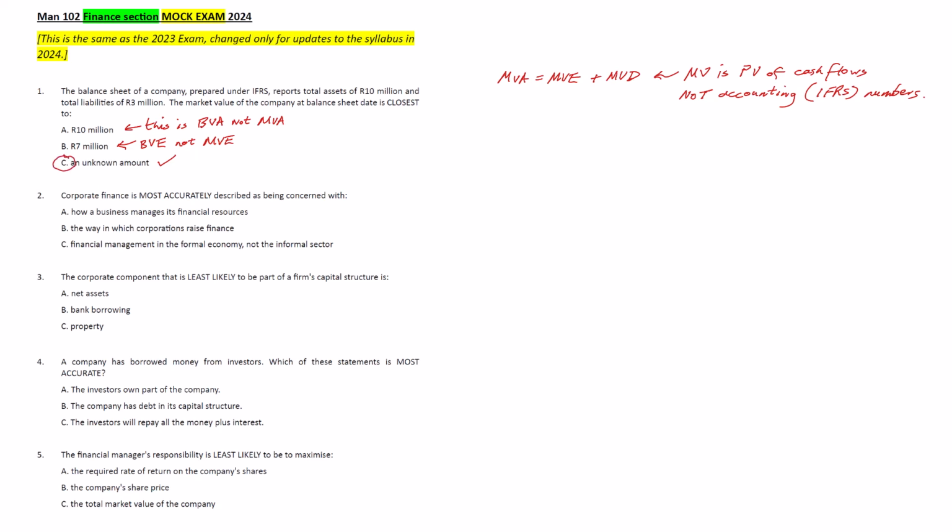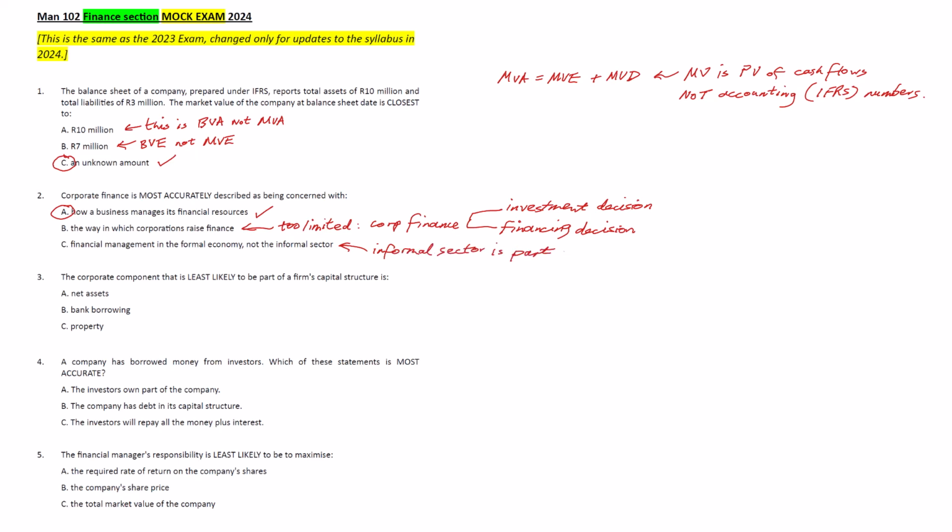We do not know based on the information supplied to us. In question 2, we are asked what corporate finance is, and that answer for option A, how a business manages its financial resources, is in fact the very first sentence of the reading that you are going to be examined on in this course. The options B and C are problematic. B is too limited because that just looks at the financing decision, and corporate finance obviously also looks at the investment decision. And option C is problematic because just because an entity is in the informal sector does not mean that we lose interest in it.